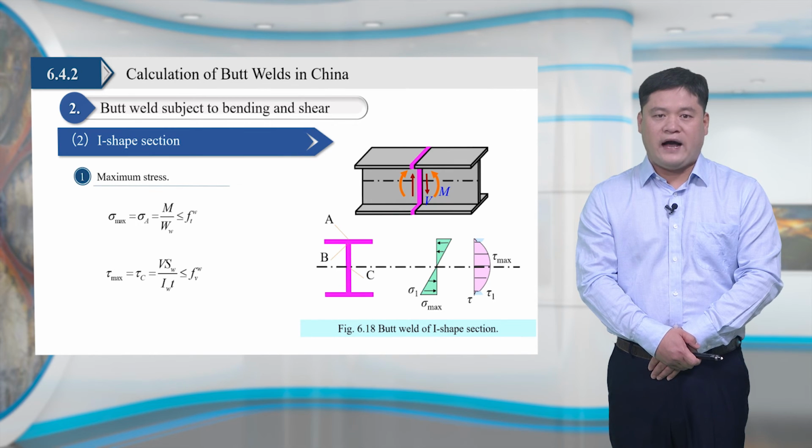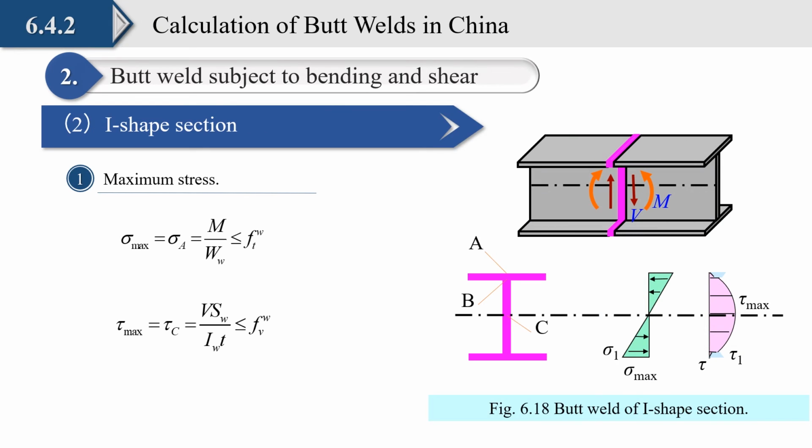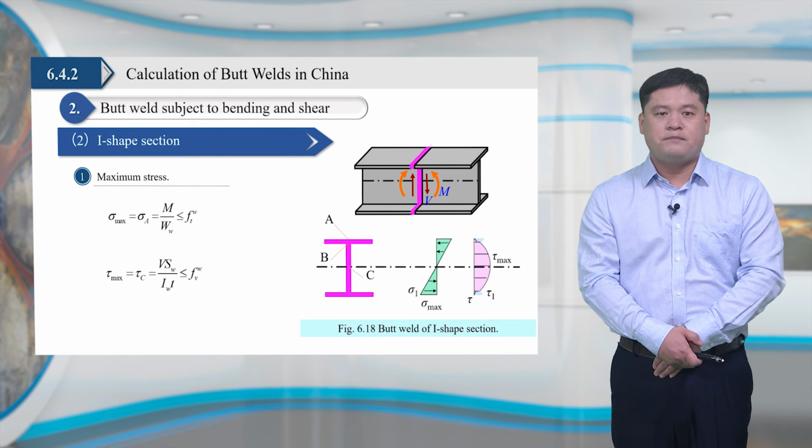For the butt weld of I section under the action of moment and shear, the maximum normal stress of the weld is located at the upper surface of the top flange of the section and the lower surface of the bottom flange. The maximum shear stress is located at the midpoint of the web. The maximum normal stress must be less than the design value of tensile strength of weld, and the maximum shear stress of weld must be less than the design value of the shear strength of weld.